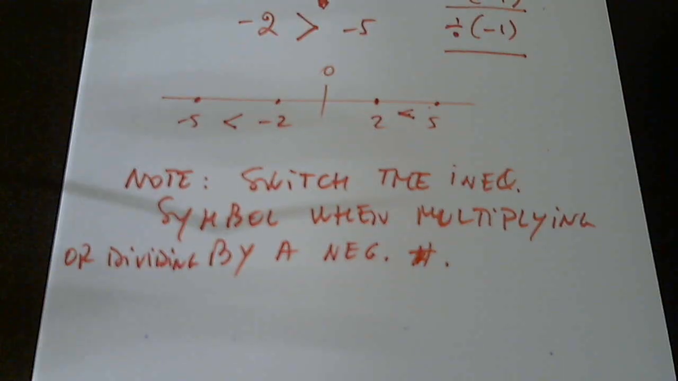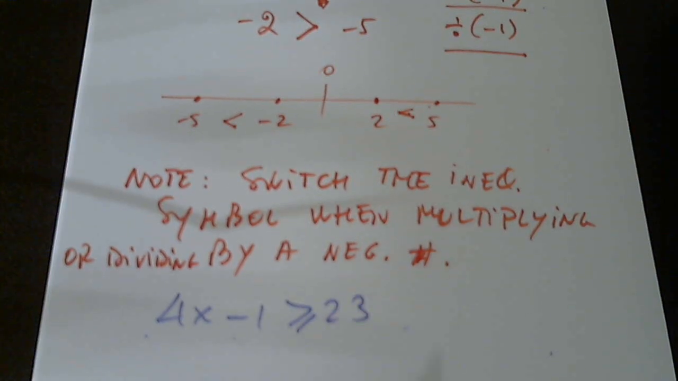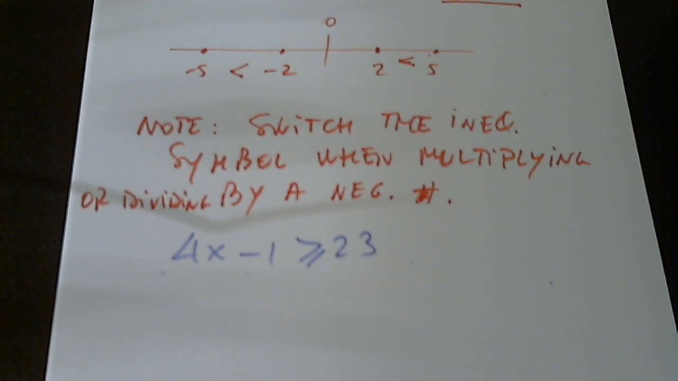Okay, perfect. This is our first example. This is the first inequality that we are going to solve: 4x minus 1 greater than or equal to 23. And we will present the answer in interval notation and also graph it on the number line.